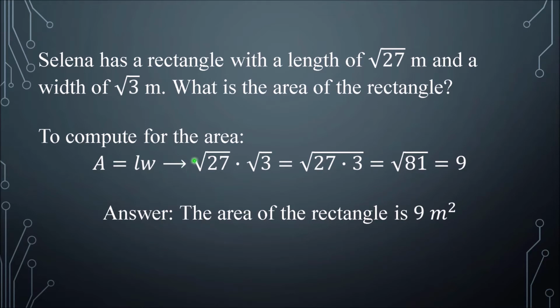Now, to compute for the area, this is the formula. Area is equal to length times width. So square root of 27, that's the length, times square root of 3, that's the width. So as you can see, square root of 27 times square root of 3 is equal to square root of 27 times 3, which is equal to square root of 81, because 27 times 3 is 81. And square root of 81 is equal to 9. Therefore, the area of the rectangle is 9 square meters.